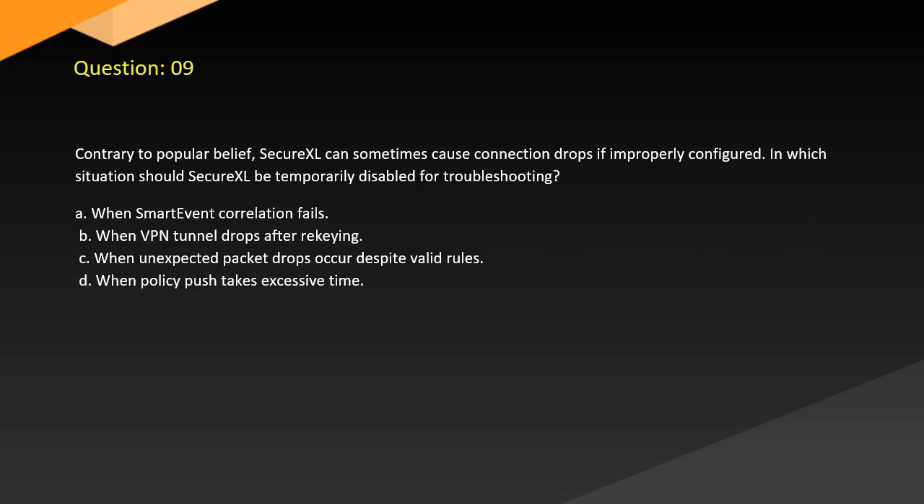Question 9. Contrary to popular belief, SecureXL can sometimes cause connection drops if improperly configured. In which situation should SecureXL be temporarily disabled for troubleshooting? A. When SmartEvent correlation fails. B. When VPN tunnel drops after rekeying. C. When unexpected packet drops occur despite valid rules. D. When policy push takes excessive time.